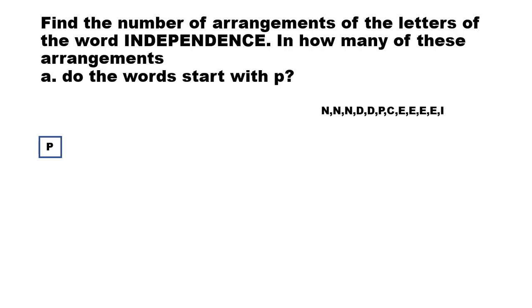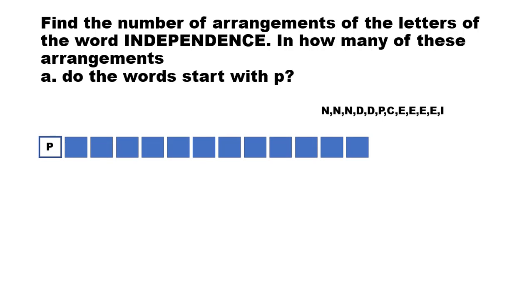So the first position is fixed with P. The remaining 11 positions are available, and similarly one of these letters, which is P, has been used here already. So right now we will be left with 11 available letters. So using the 11 available letters, we can fill these 11 boxes here. Using the box method with 11 can be tedious in this case. So let's go with the formula method.